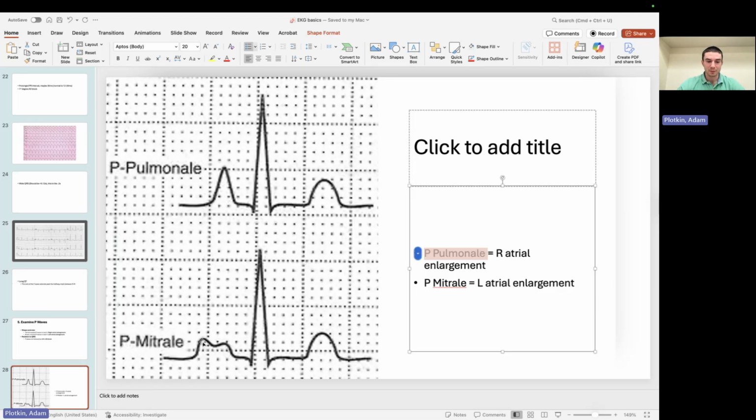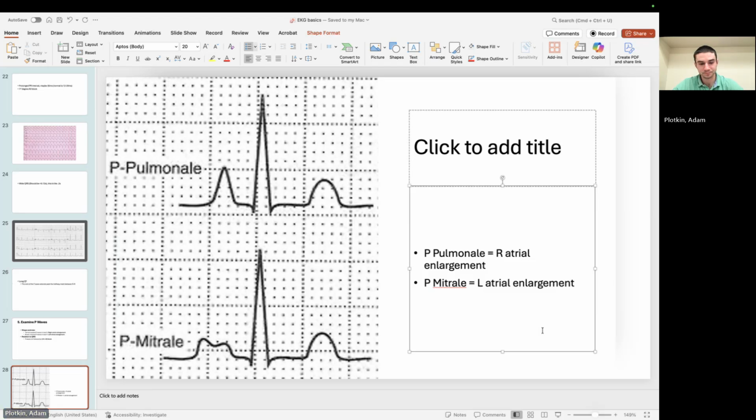And then you look at this guy. Look at these double humps. Normally we don't see that. That's called P mitrale. We might have left atrial enlargement. Now, the reason I'm saying we might is because we can't make these diagnoses based off of EKG. How would you diagnose them with right atrial enlargement or left atrial enlargement?